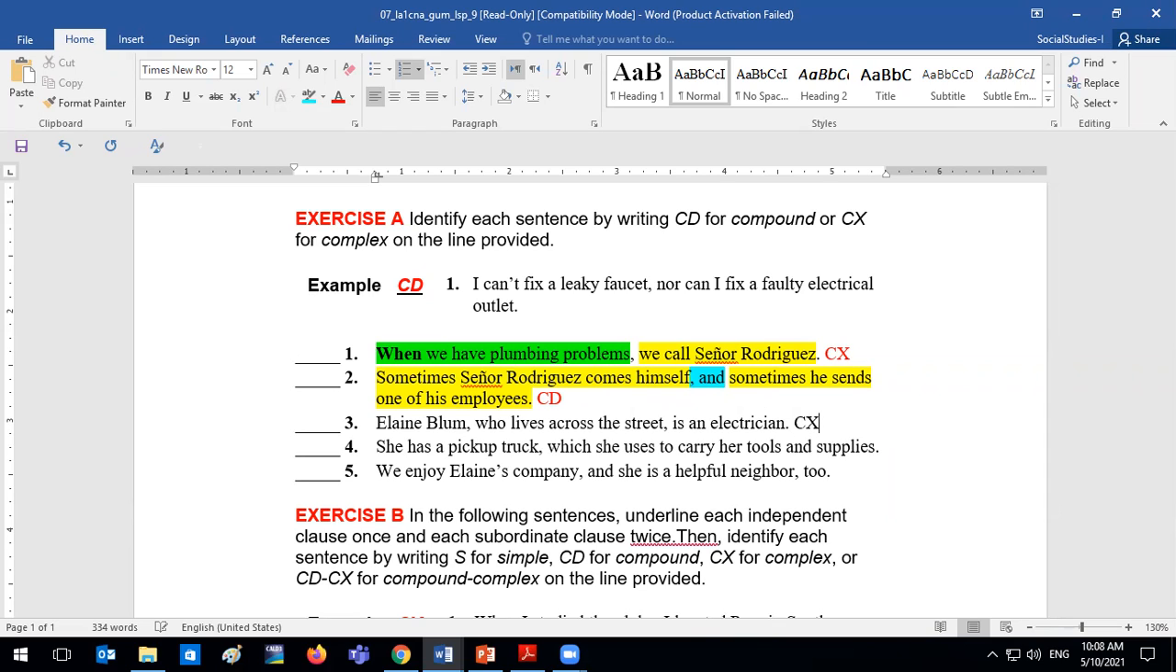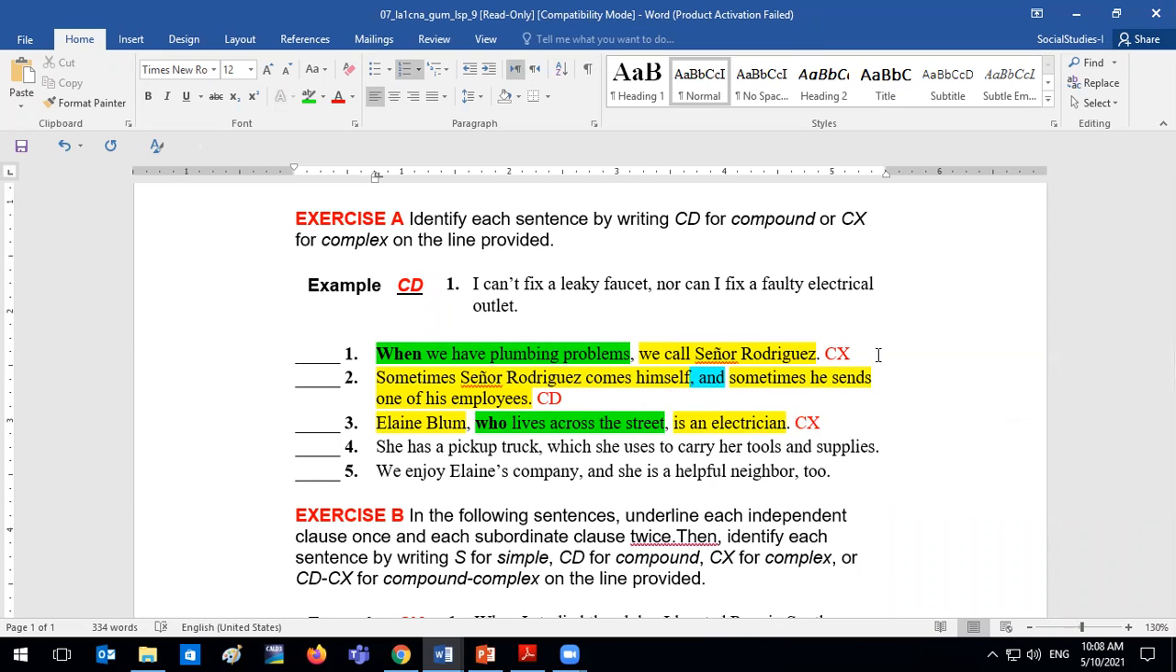And we could tell here, where's my independent clause? Elaine Blum is an electrician. This is my independent clause, and it's interrupted. That means the subject is separated from the verb by what is interrupting my sentence? My subordinate clause. It comes in the middle. It starts with who, and who is a relative pronoun. This is my subordinate clause, so this is a complex sentence. Good job, Rahma.